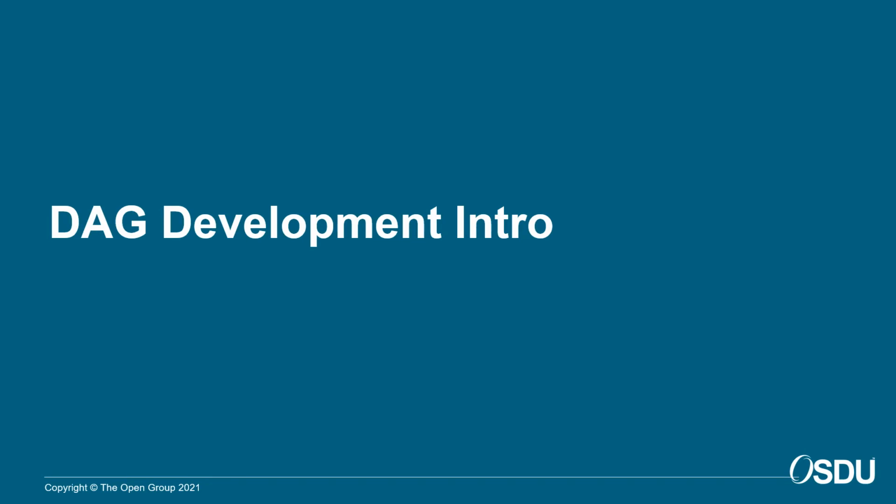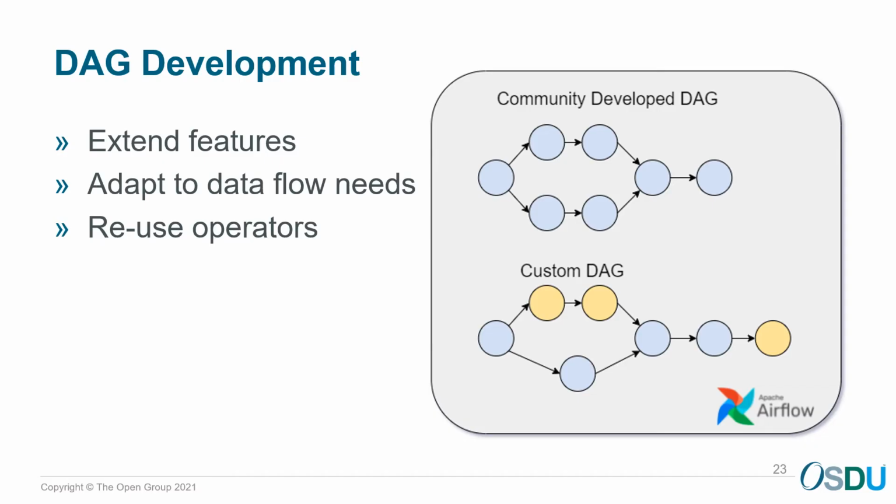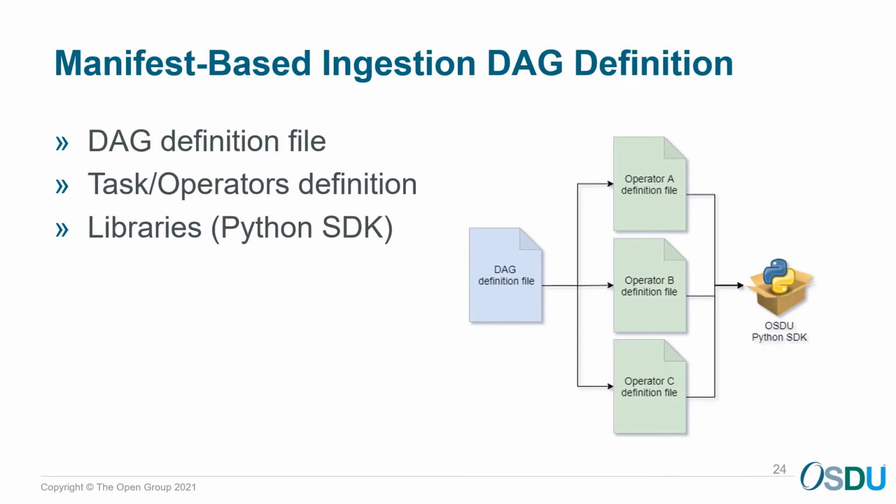In this section, I will provide a brief introduction to DAG development. You may want to learn how to build, modify, and deploy a DAG. In this manner, you can extend the existing functionality of the workflows already implemented by the OSDU forum or adapt them to your business data flow needs by adding new operators, removing unnecessary ones, and changing their sequence. It is important to note that this quick guide employs Apache Airflow.